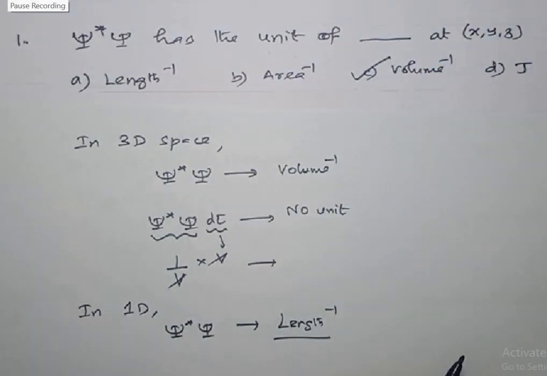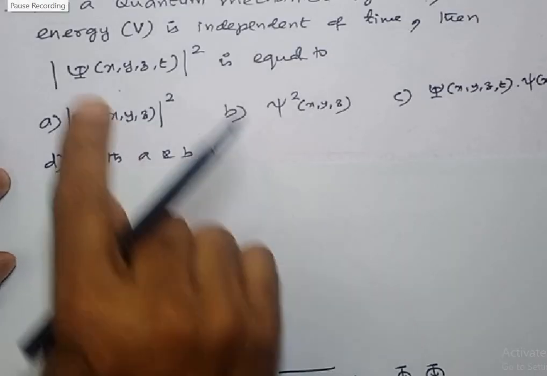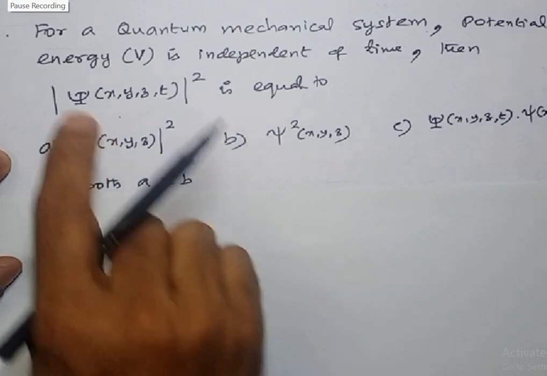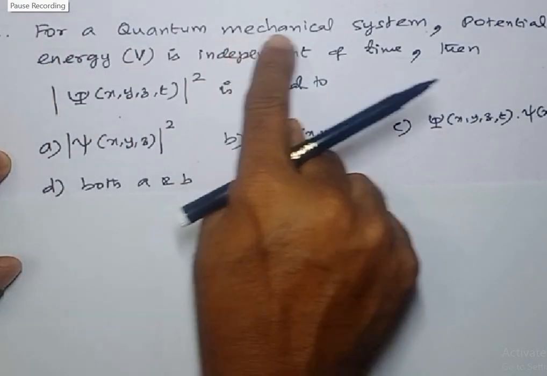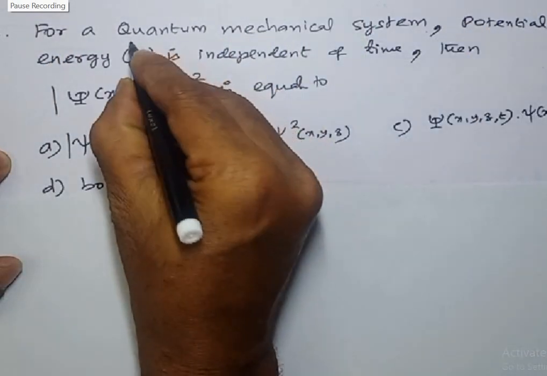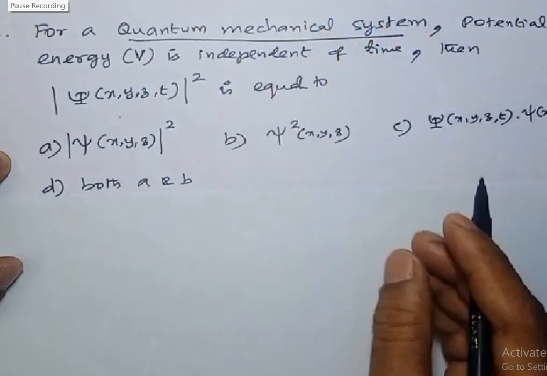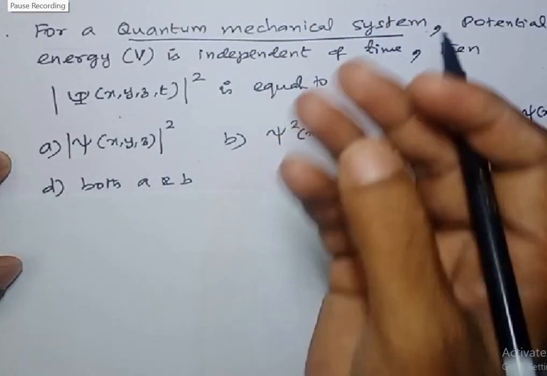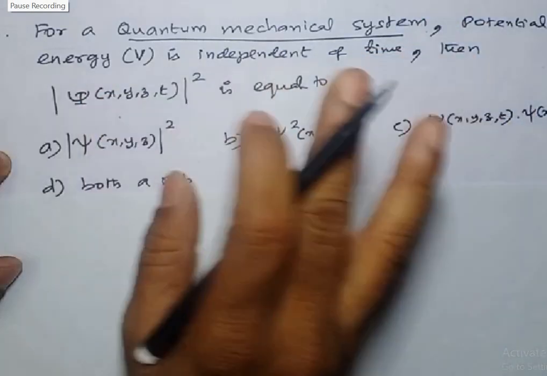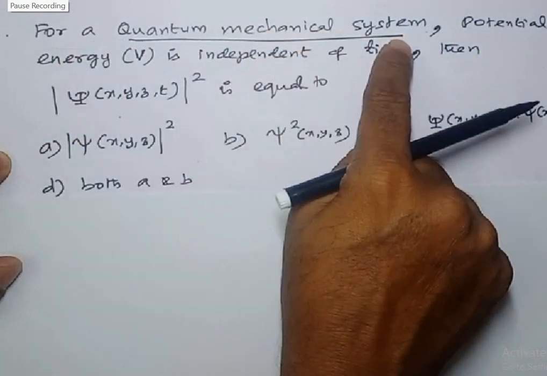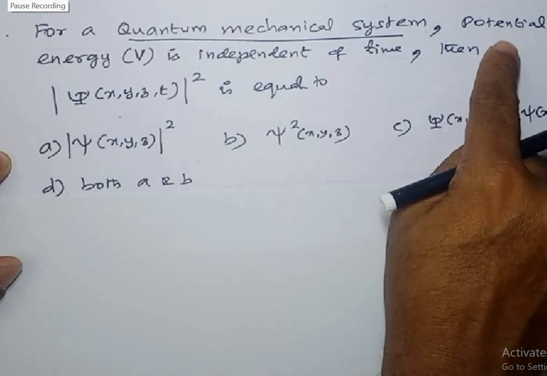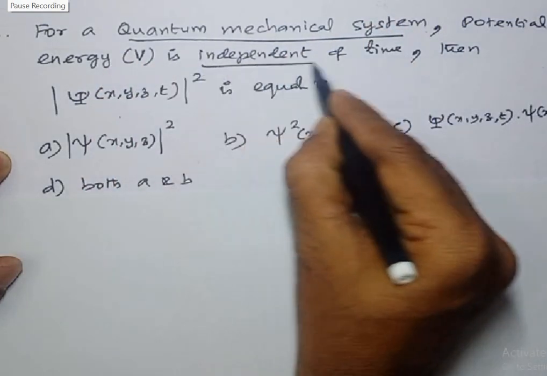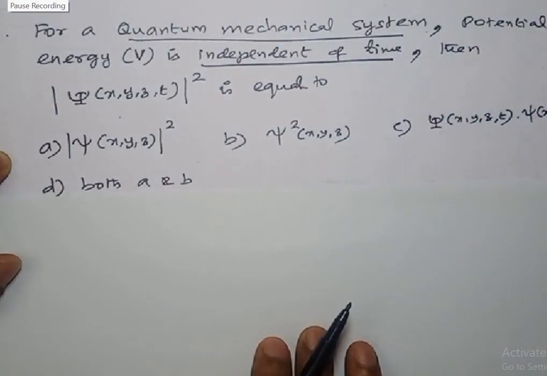Okay, take 2. In question number 2, what is asked here is, for a quantum mechanical system, you know very well, quantum mechanical system means microscopic particle. It can be electron or proton or atom or a molecule. For a quantum mechanical system, potential energy V is independent of time. It is given that potential energy is independent of time.